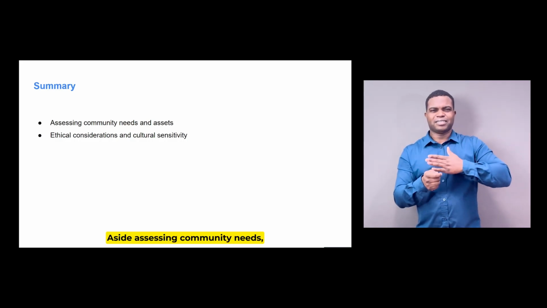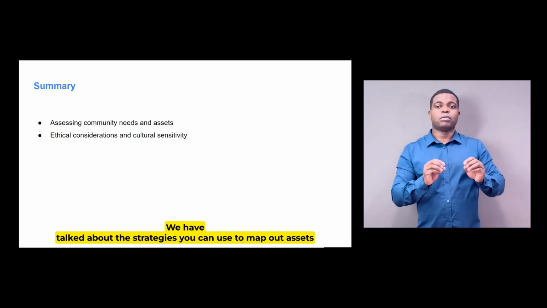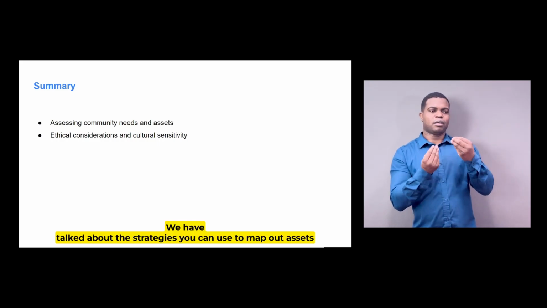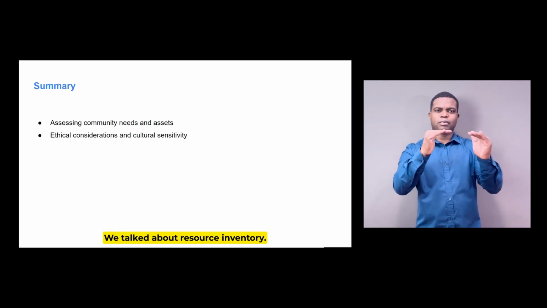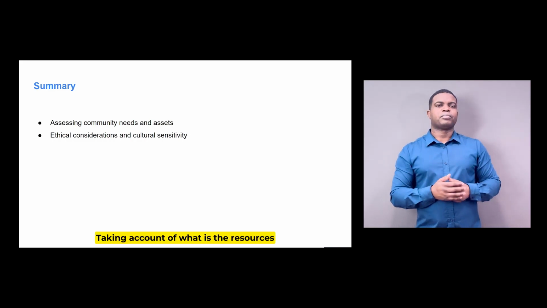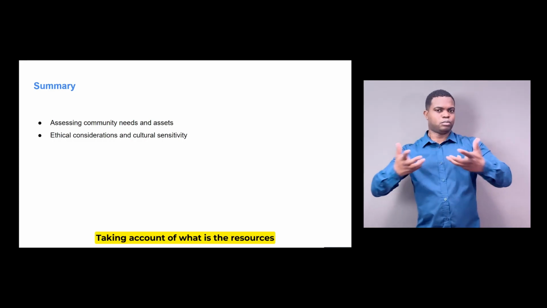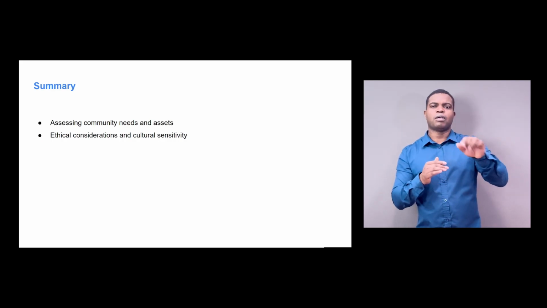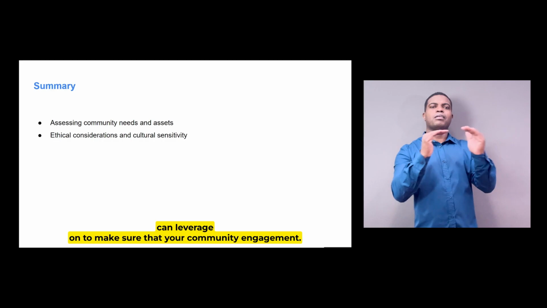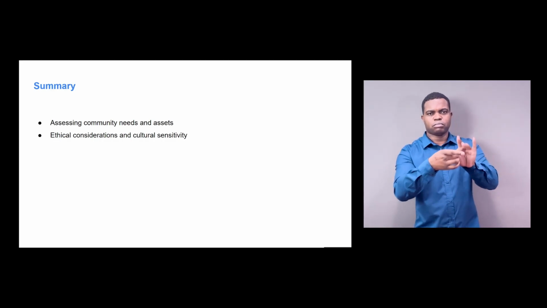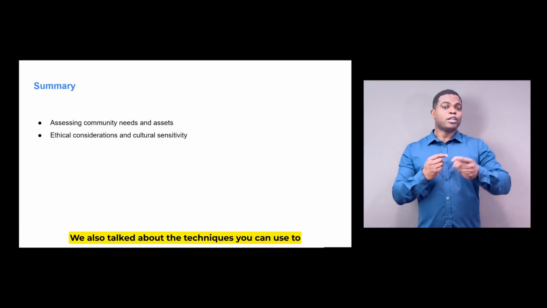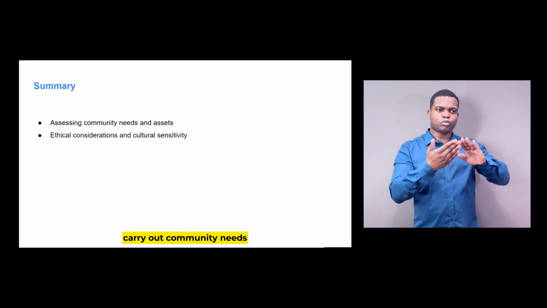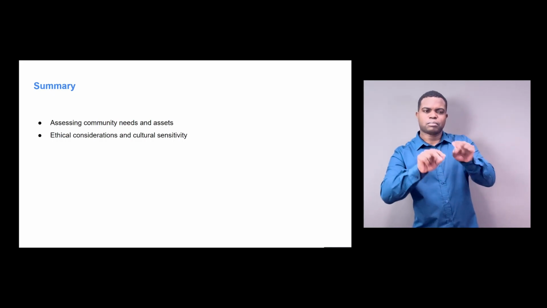Aside assessing community needs, you also need to map out assets. We have talked about the strategies you can use to map out assets. We talked about resource inventory, taking account of what is the resources that is present in the community that you can leverage on to make sure that your community engagement efforts get better. We also talked about the techniques you can use to carry out community needs assessments.